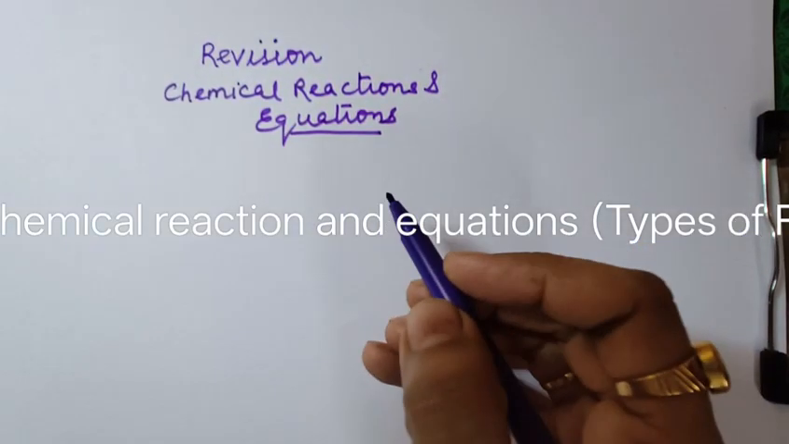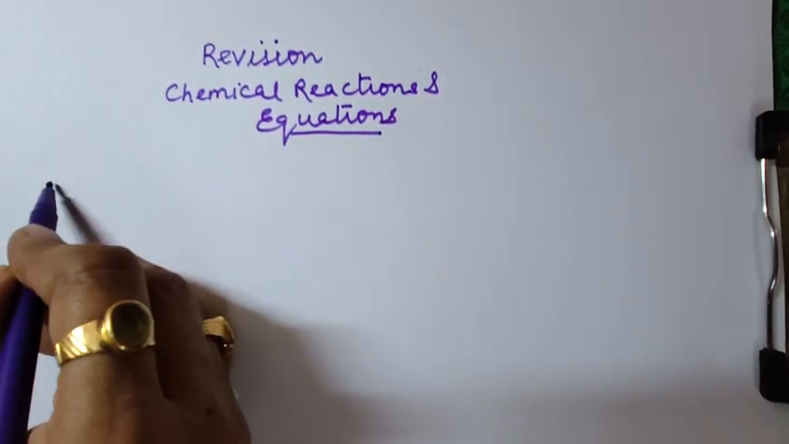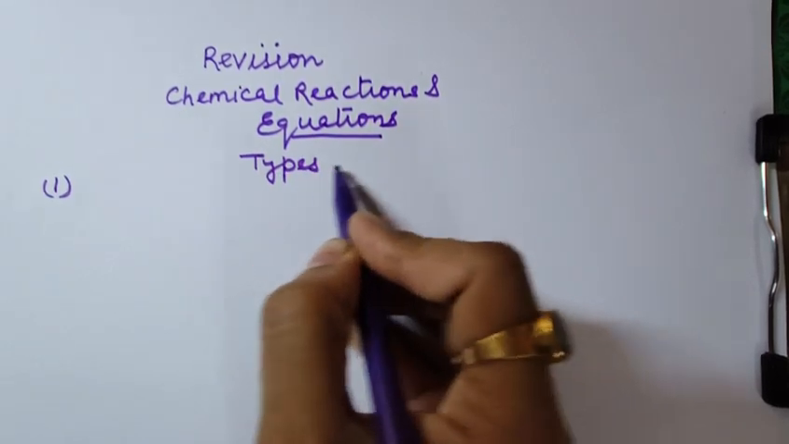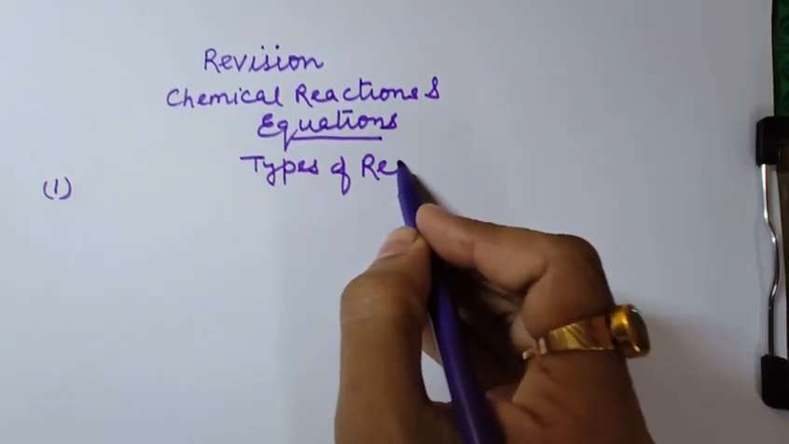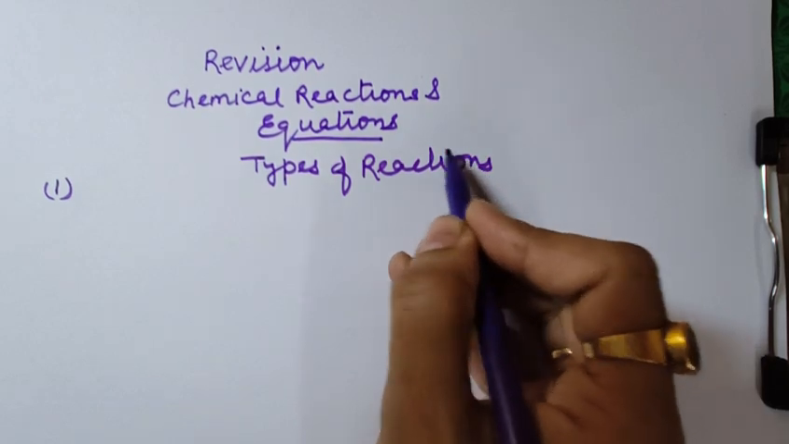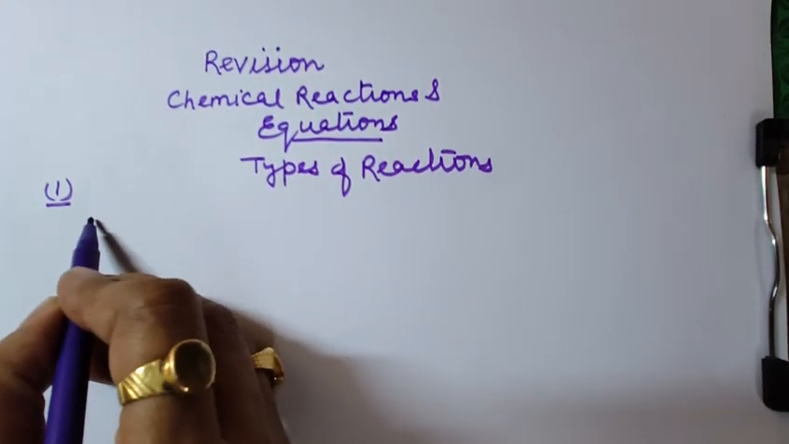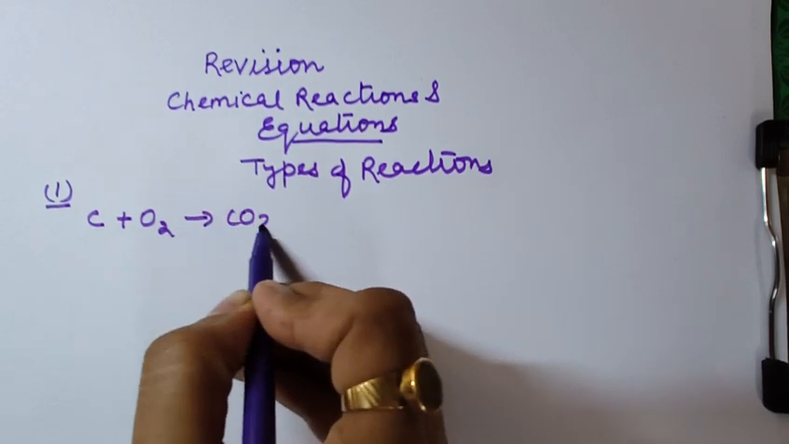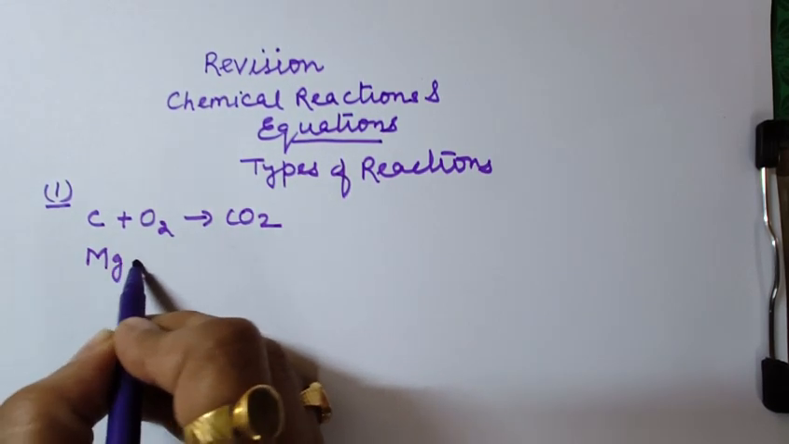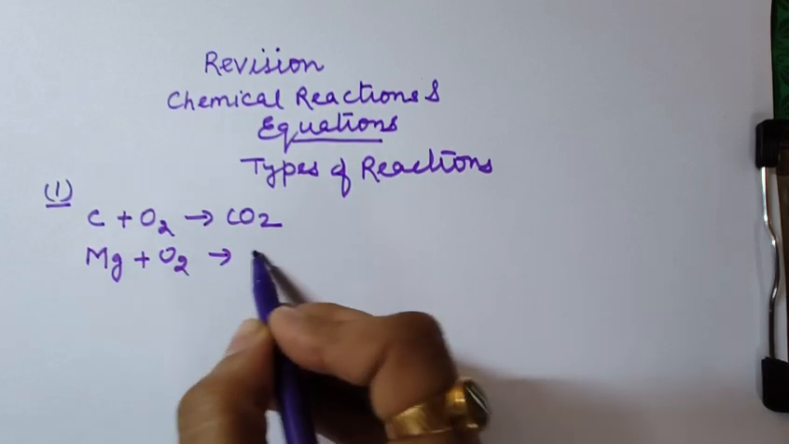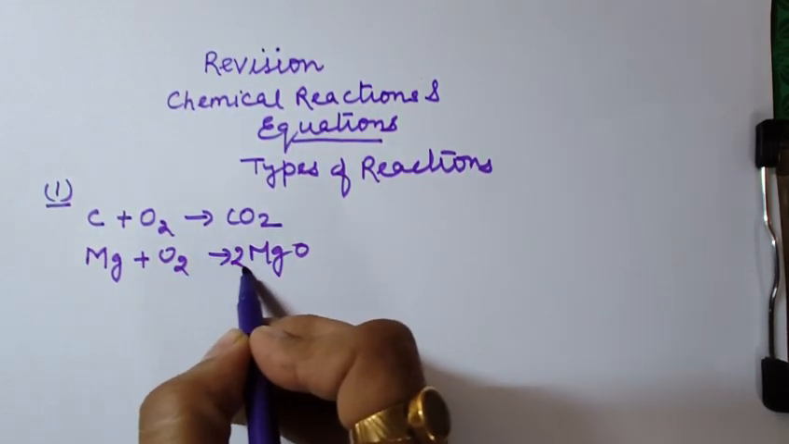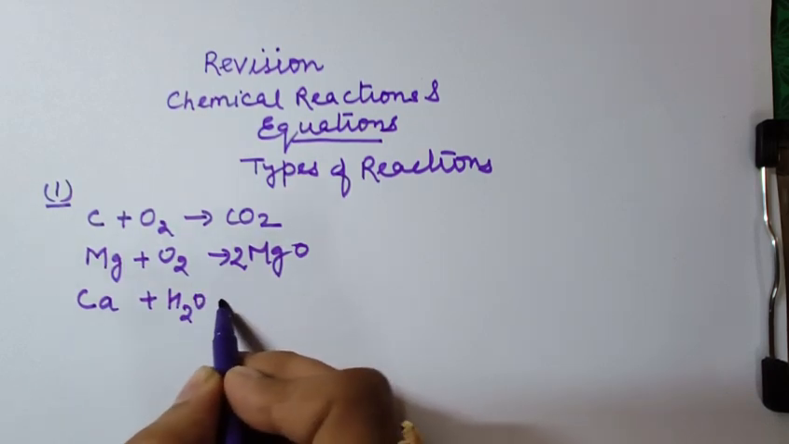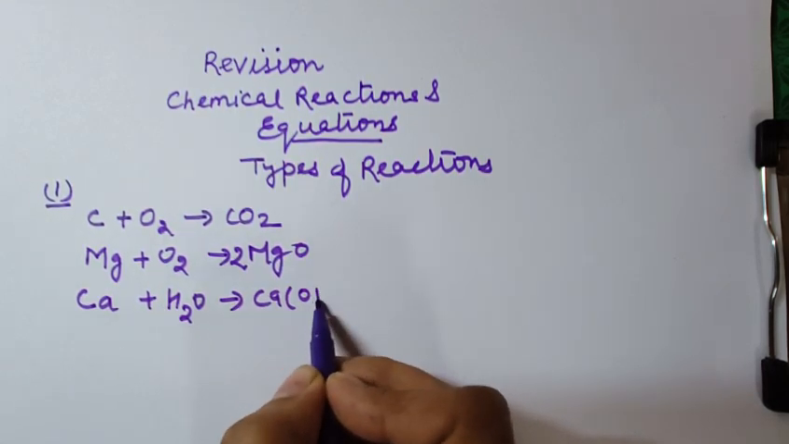Let's do the revision of chapter Chemical Reaction and Equation. So first of all, we are going to revise the topic types of reaction. The first type of reaction, just check the reaction. Carbon plus oxygen will give you carbon dioxide. Magnesium plus oxygen will give you magnesium oxide, and calcium plus water will give you calcium hydroxide.